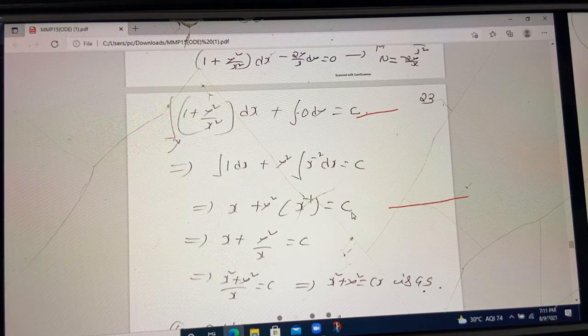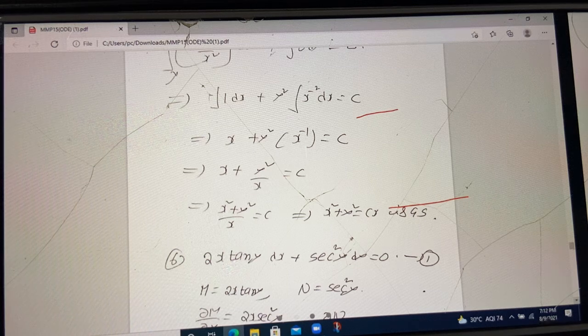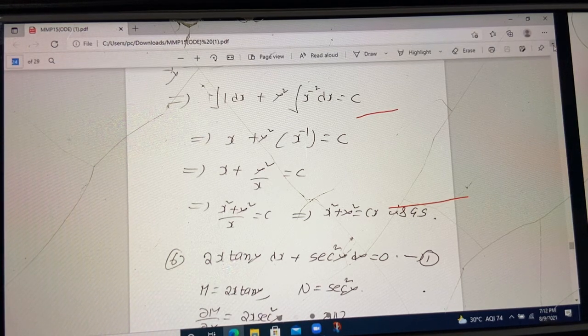That is y²/x. Multiply each and every term by x. So x into x is x², x cancels, y² equals cx. This is the required general solution. Generally, you will not be asked to solve. You will be asked to get the integrating factor. But even if asked, you should be able to do it.